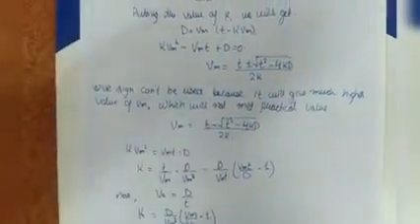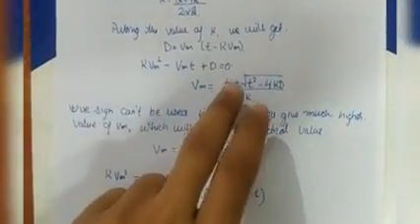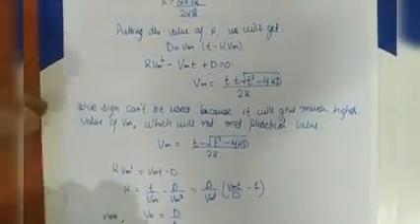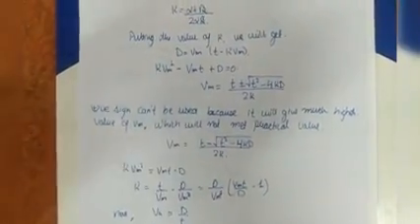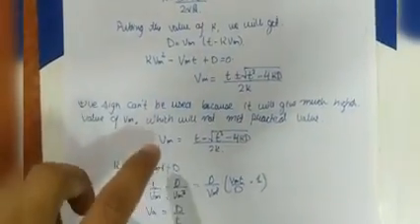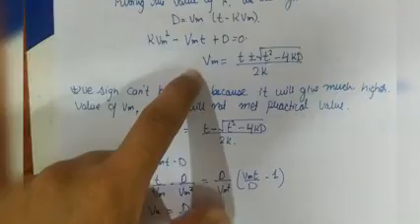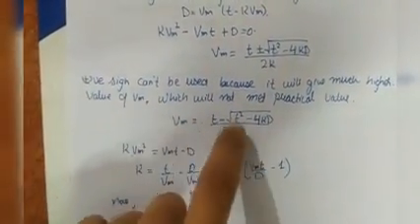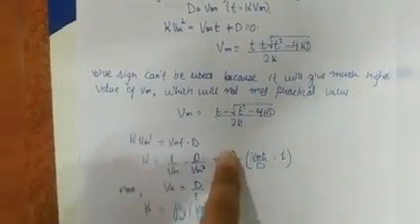What will be the consequence if I take the positive sign? It will be much more than the practical value. So for the practical value, I am taking the negative sign. So the final value of Vm, the maximum speed that the train can attain during the run, would be T minus the square root of T square minus 4kD, upon 2k.